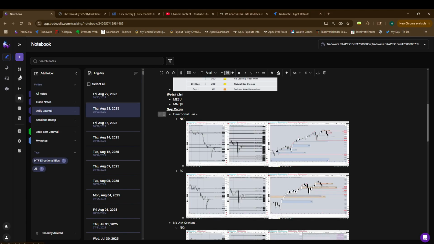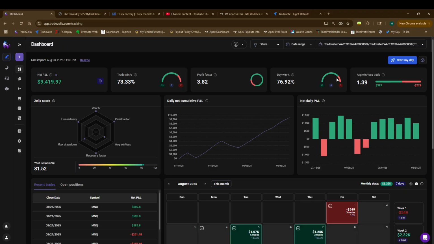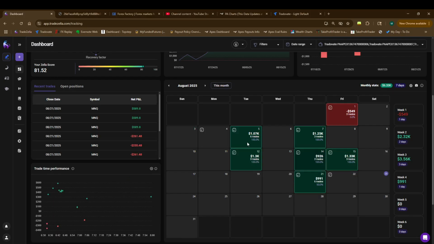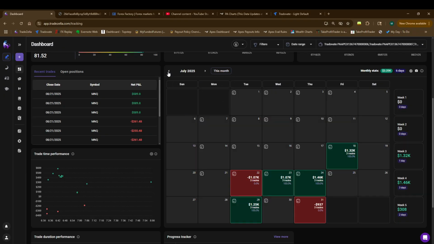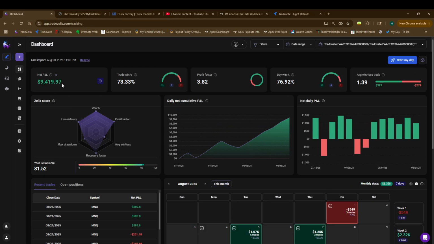Let's review my current standings, performance-wise, numbers-wise, how I'm doing as a trader. Let's just go ahead and review only the funded accounts, okay? I've been trading these accounts since about mid-July. So far, I am up about $9,400. I have a 73% strike rate. Profit factor is 3.82. My day win percent is about 76%, and my average win-loss is about 1.39.